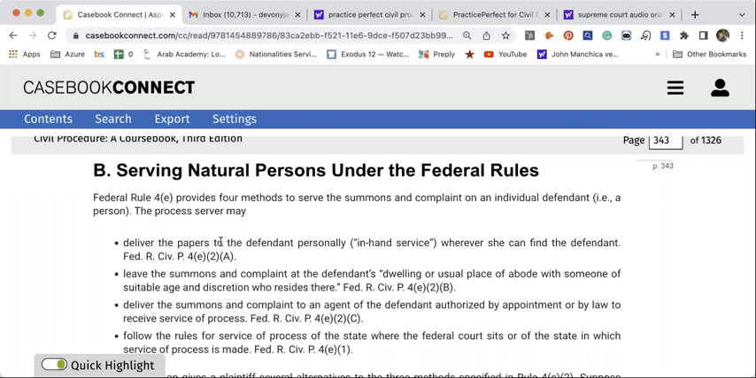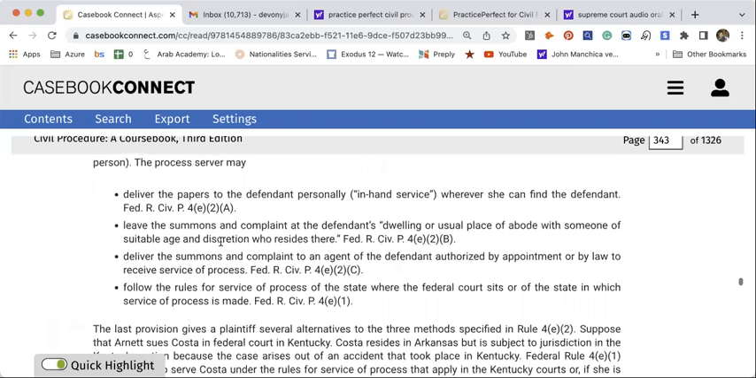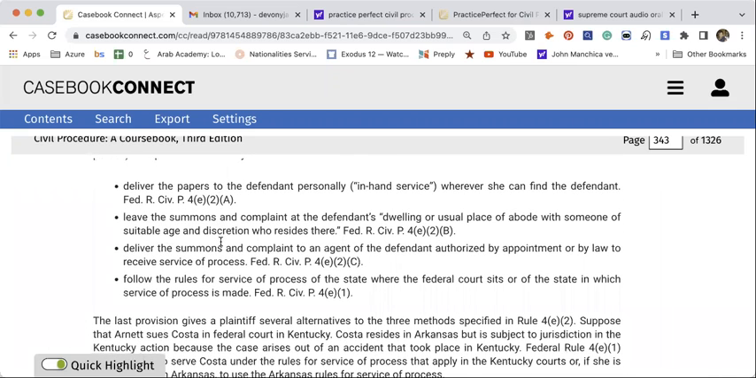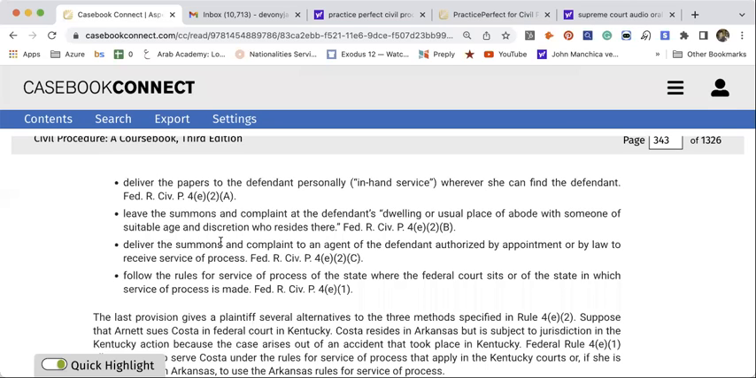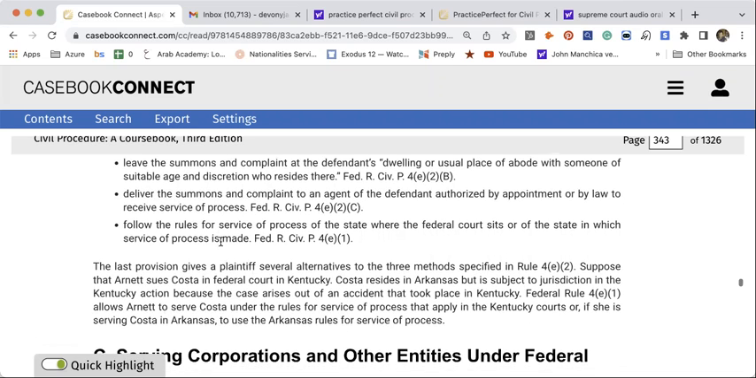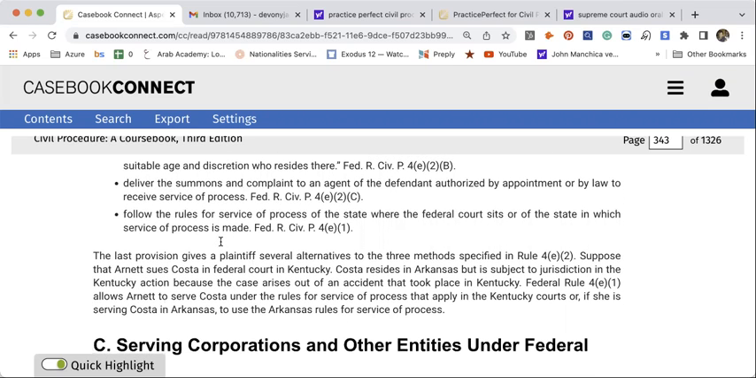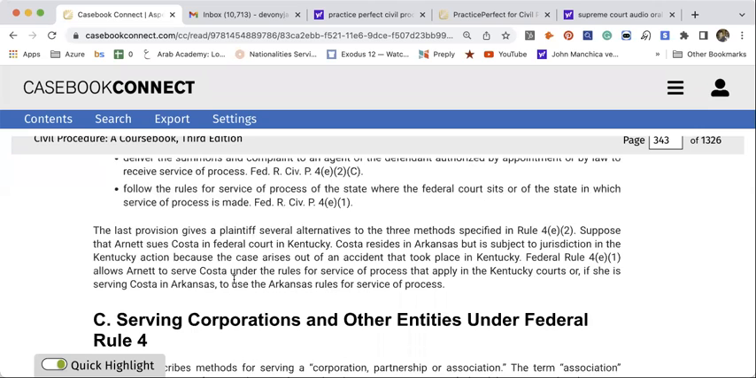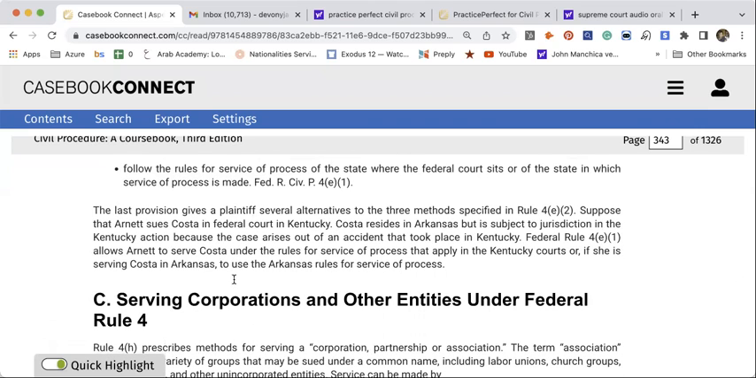Federal Rule of Civil Procedure 4(e)(2)(B): deliver the summons and complaint to an agent of the defendant authorized by appointment or by law to receive service of process. Federal Rule of Civil Procedure 4(e)(2)(C)? Follow the rules for service of process of the state where the federal court sits or the state in which service of process is made. Federal Rule of Civil Procedure 4(e)(1). The last provision gives the plaintiff several alternatives to the methods specified in Rule 4(e)(2).